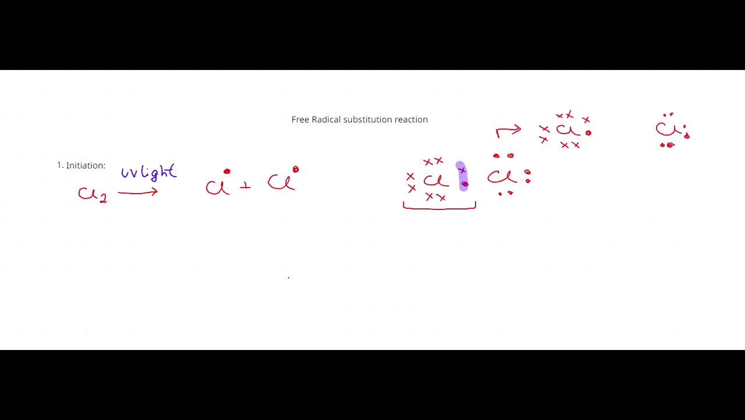Wait, so there are two chlorine atoms, right? Yes. So if one is going to become a negative ion and one a positive ion, then it's going to be a free radical, right? No, not yet. This is exactly what I'm explaining. So when does an ion become a free radical then?